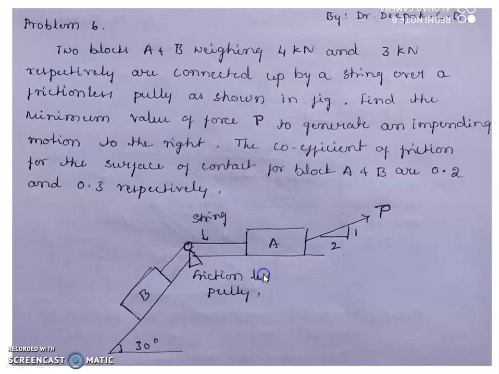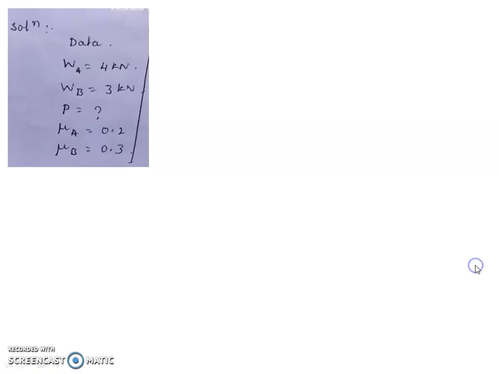Okay. Now we will see what is the data which is given. We will write down the data given in the problem. Weight of A is given, that is 4 kilonewton. Weight of B is given, that is 3 kilonewton. What is the pulling force required to move the body towards right side? It is asked. Coefficient of friction between block A and horizontal surface is given, that is 0.2.